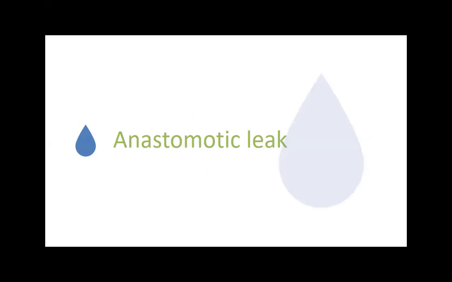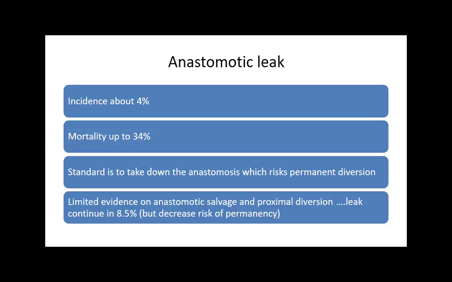So second thing, anastomotic leak, which I wrote in green because this is the color of the leak. I didn't put it as a step, not to fix it now. So about the anastomotic leak, we do have incidence about 4%. The mortality may reach up to 34%, especially if there is a leak without proximal covering. So you will develop peritonitis and sepsis if there is a major leak.